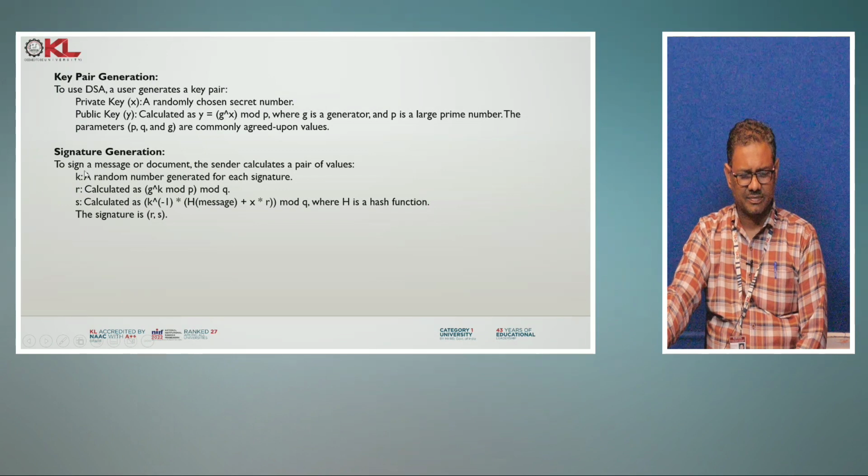Signature generation. To send a message or document, the sender calculates a pair of values. k is a random number generated for each signature. r is calculated as (g^k mod p) mod q. s is calculated as k^-1 times (H(message) plus x times r) mod q, where H is a hash function. The signature is r, s.